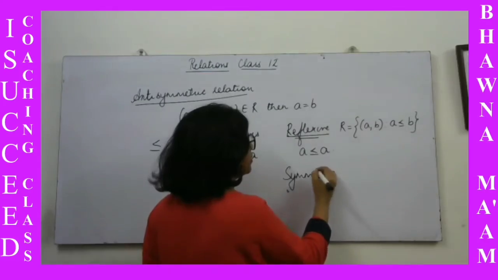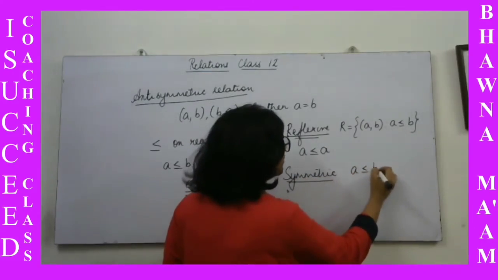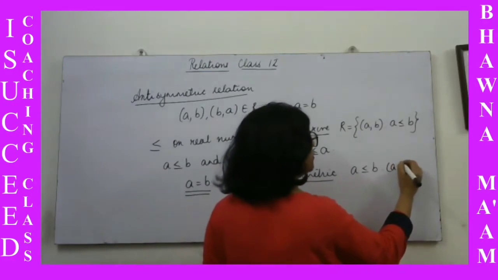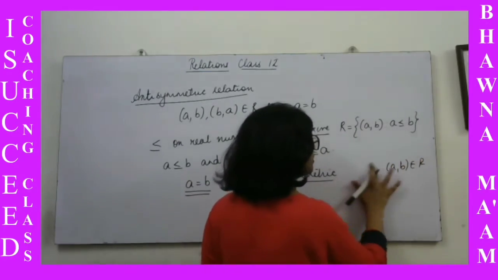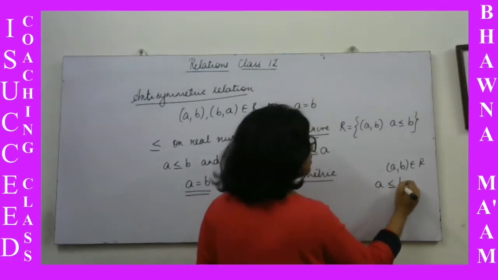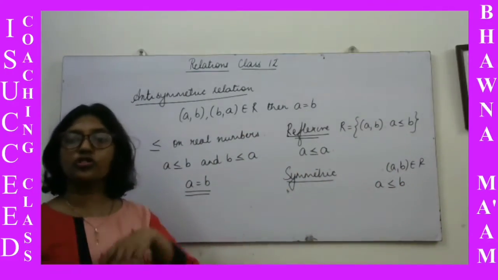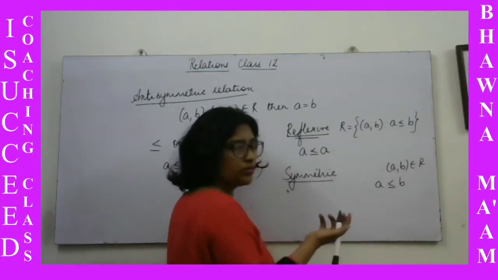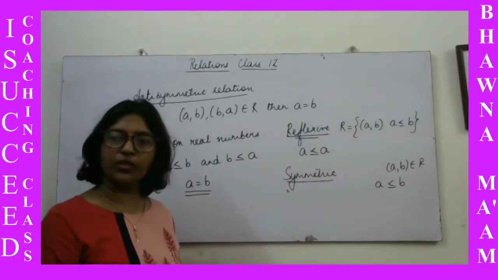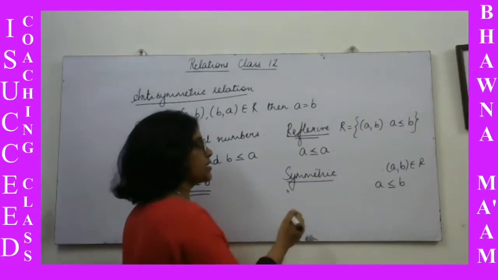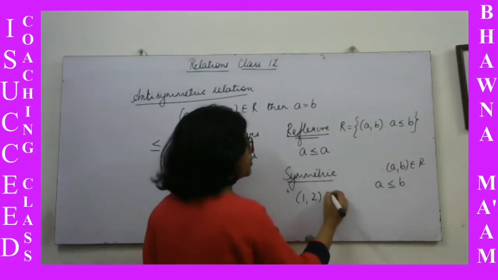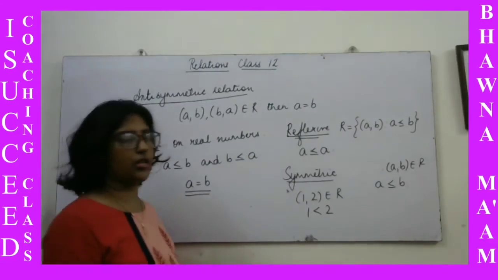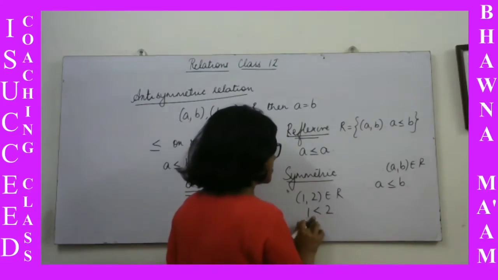Let us check symmetric, which we studied. In symmetric, you are already given that there is an element in the relation R, (A, B) belongs to R. So I'll write this down. Therefore, this is given. Now we have to think whether B is less than or equal to A or not. So is it true that if A is less than or equal to B, then B will be less than or equal to A? Let's consider an example. (1, 2) belongs to R because 1 is less than 2. We said either less or equal. 1 is less than 2, so I write less than.